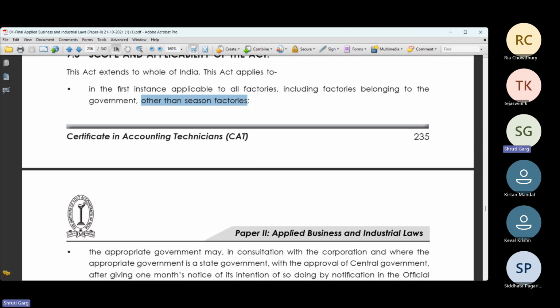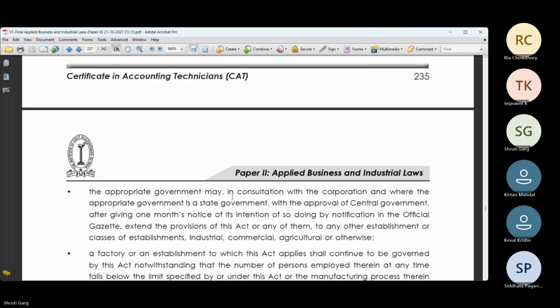Yes, factories that deal with seasonal produce, like sugarcane, woolen, wool, seasonal. So we call them seasonal factories. In that case, ESI will not be applicable to those factories.